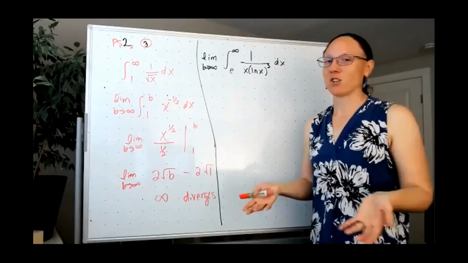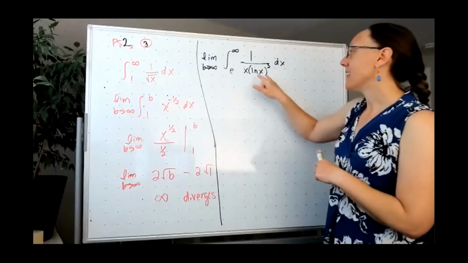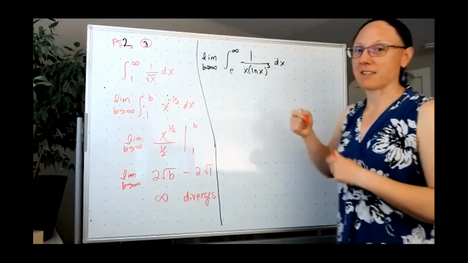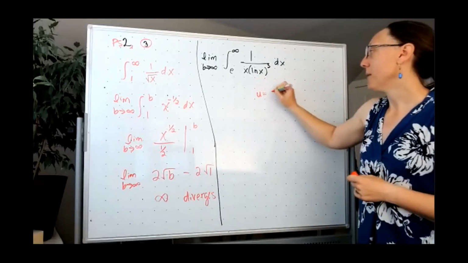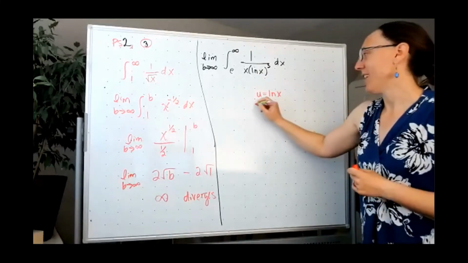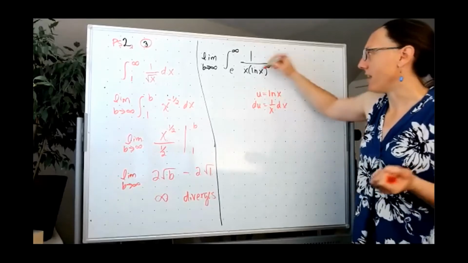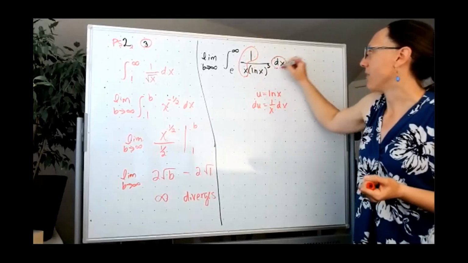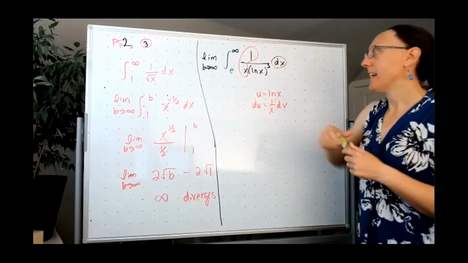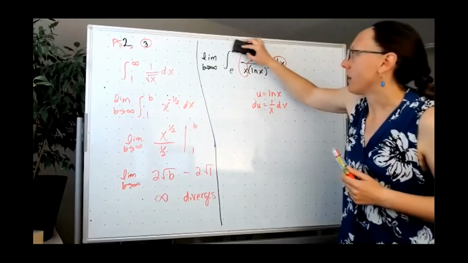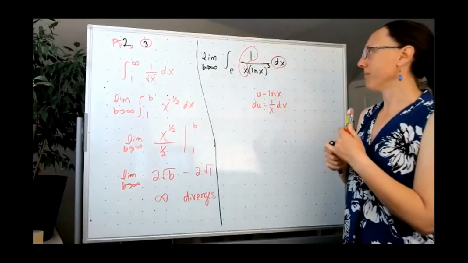The question you have to ask yourself is whose derivative is hiding in there? And in this case, it's the derivative of natural log of x. I'm going to come off to the side and let u be equal to natural log of x, which makes du 1 over x dx, which I've got. I've got the 1 over x, and I've got the dx part. So the only other thing that I need to do is translate my limits. And I realized I wrote the infinity over there, but I forgot to call it b over here.